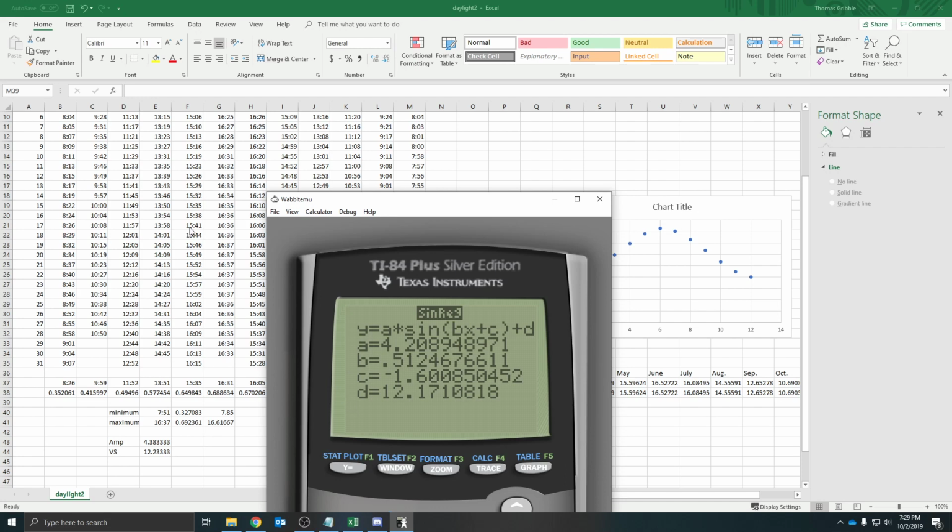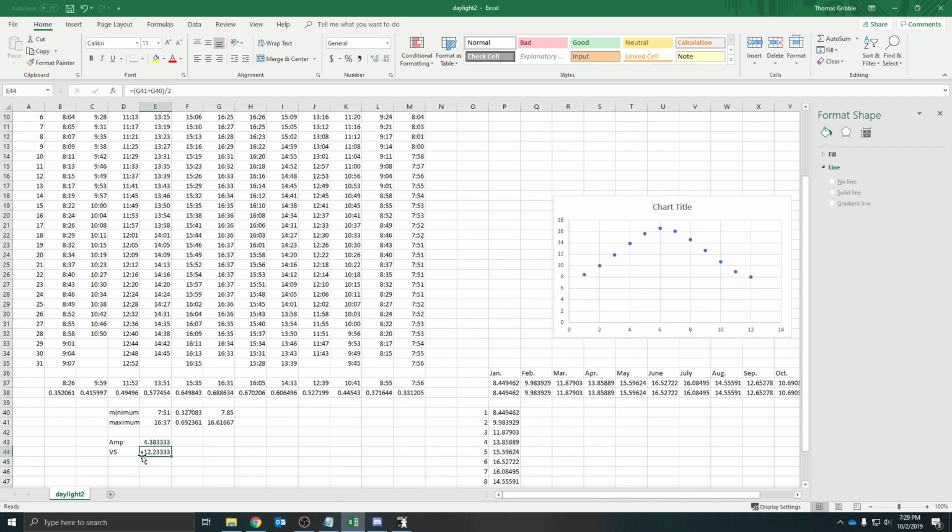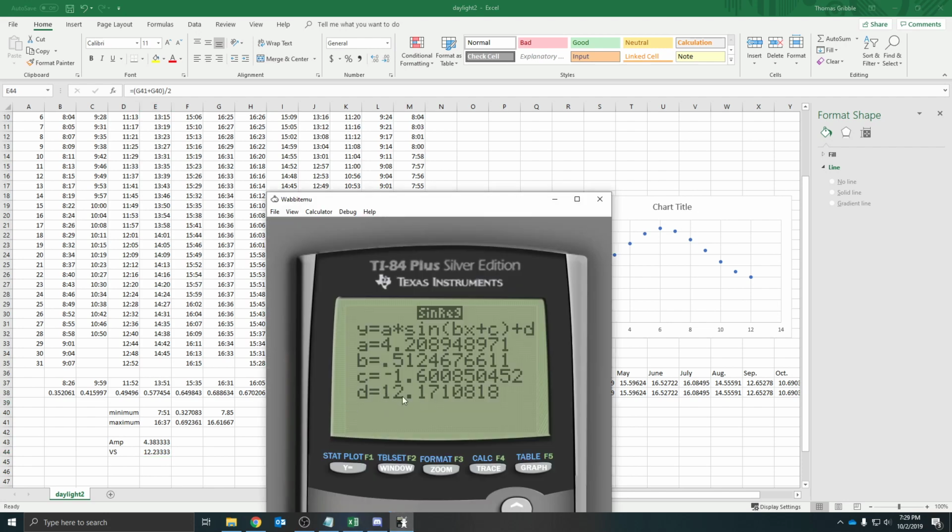Again, we don't necessarily have a maximum. That might be the maximum in our data, but the way it's curved, the way the calculator thinks it's curved, can cause a different minimum or a different maximum. And then the vertical shift was 12.2, and this one was 12.17.